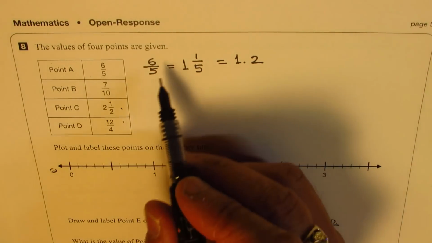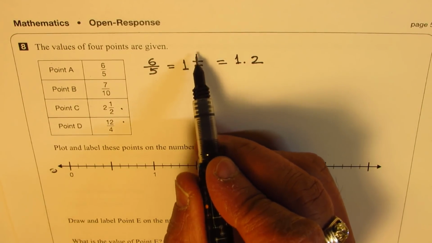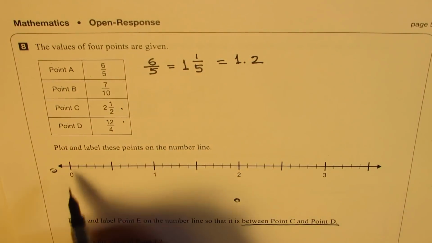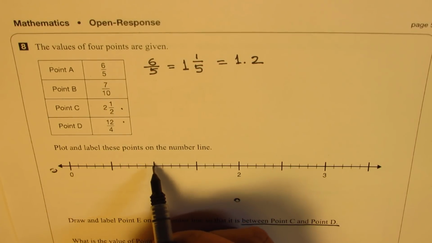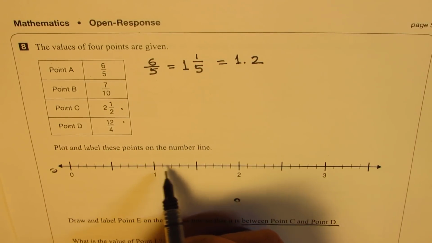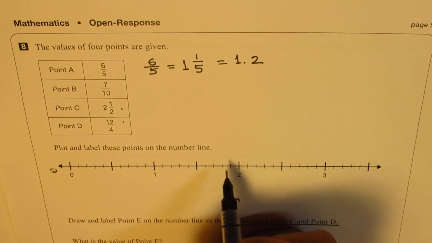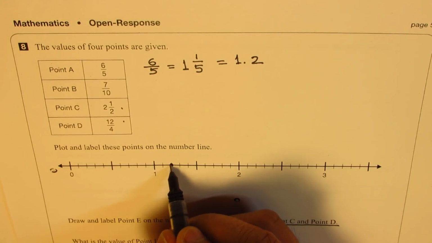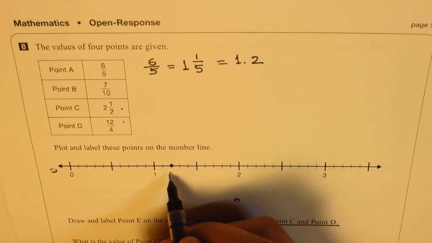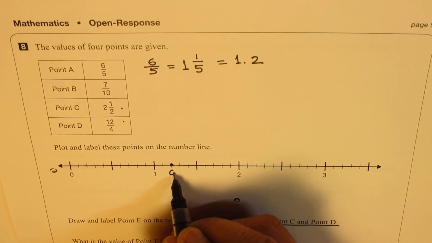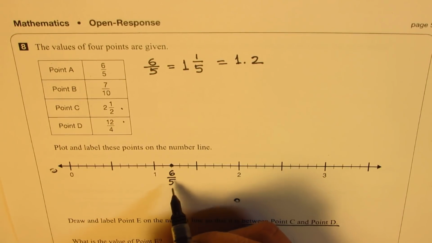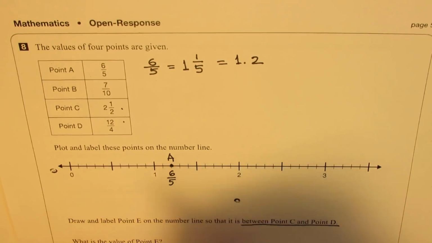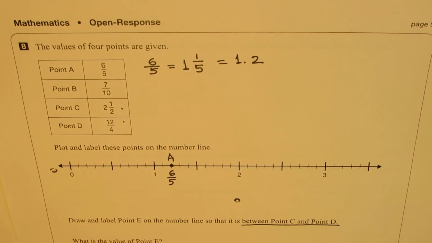So 6 over 5 could be seen as 1 whole, 1/5. That means it will be more than 1 and then 1/5. Now there are 10 divisions, right? So 1 over 5 is 2 out of 10. So basically that becomes the point, right? So 1 whole, you could also write this as 1.2, or at present we'll write this as 6 over 5 and the point A. Does it make sense to you, right? So it is 1 whole and 1/5 or 0.2.